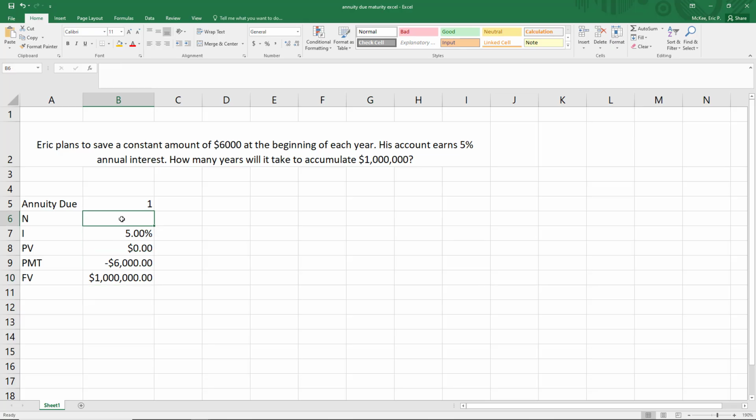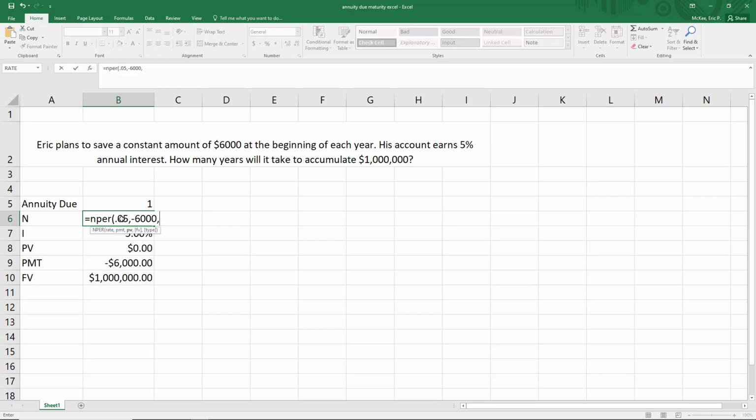Now we go up to B6. We type in equals NPER, which stands for number of periods, and Excel tells us what values we need to enter. First one is rate, that's going to be 0.05. Payment is negative 6,000.